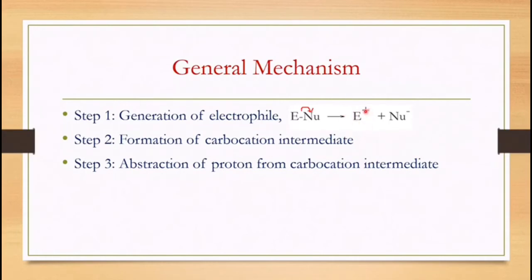So the first step is the generation of electrophile, and step 2 is the formation of carbocation intermediate. This electrophile will attack this benzene ring and that will form the carbocation intermediate. And step 3 is abstraction of a proton from the carbocation intermediate by this nucleophile, and it will form the substituted product.